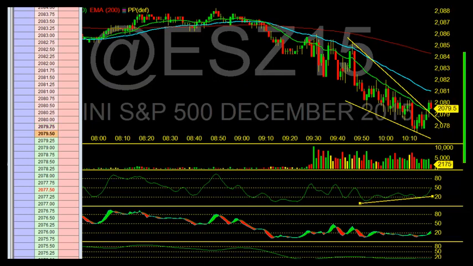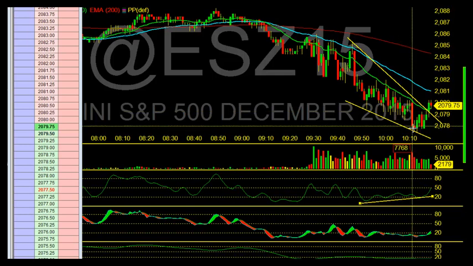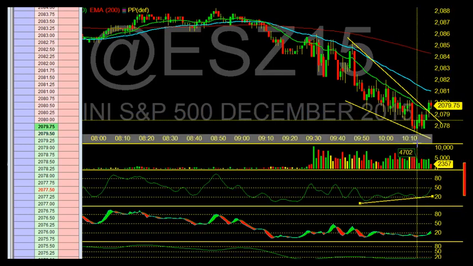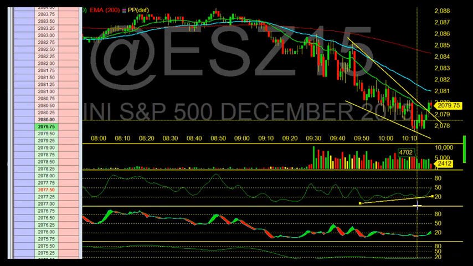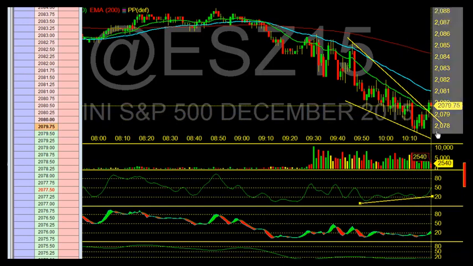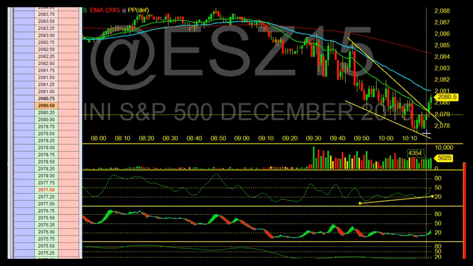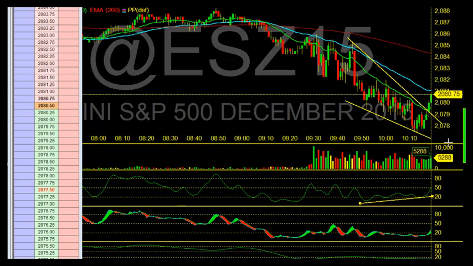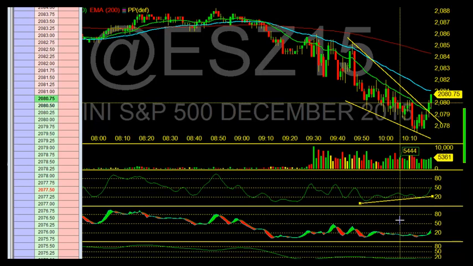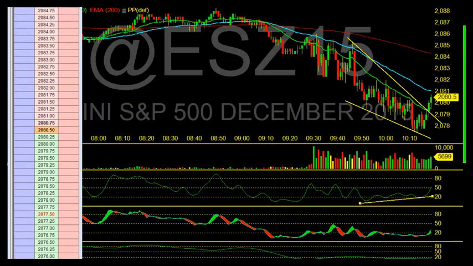This is a great example. Hope you enjoyed that example. The first example did fail, and that's going to happen every so often, but it still gave us that sign that we're in the right place at the right time. That's the important thing. Now, there's a big candle, but we're going to look for this to push higher. This was a textbook example. Textbook.